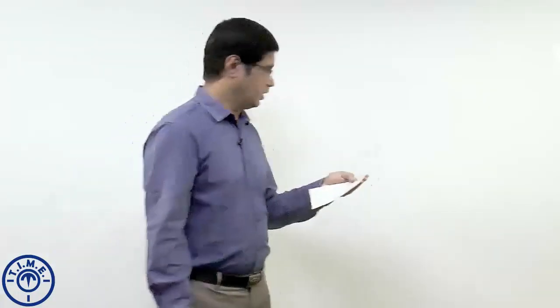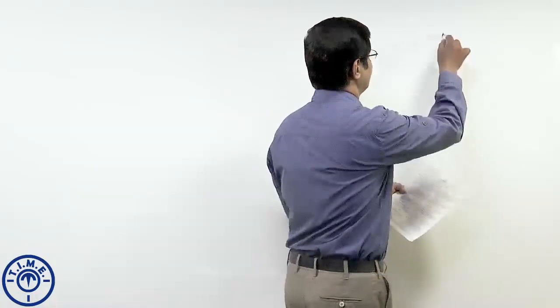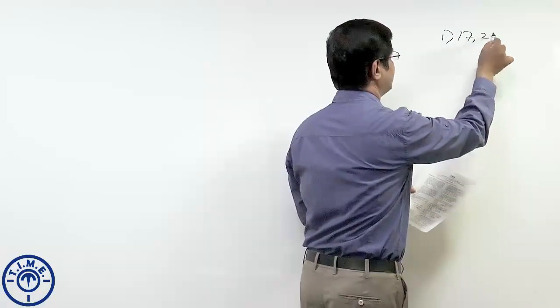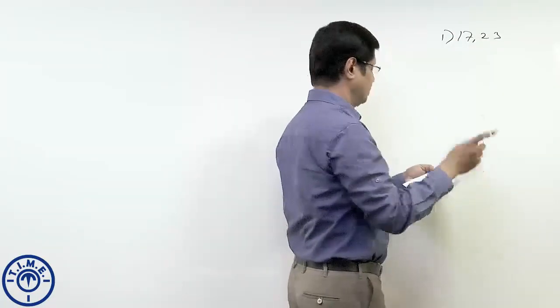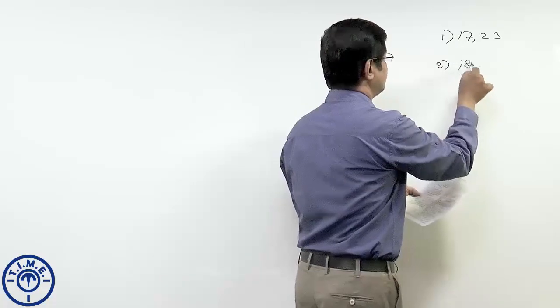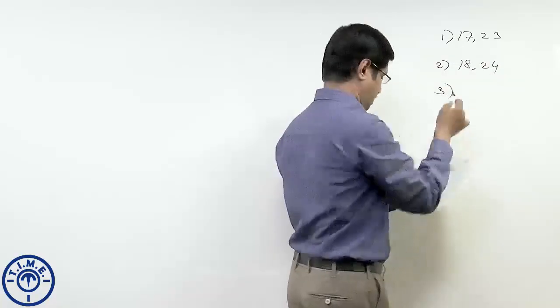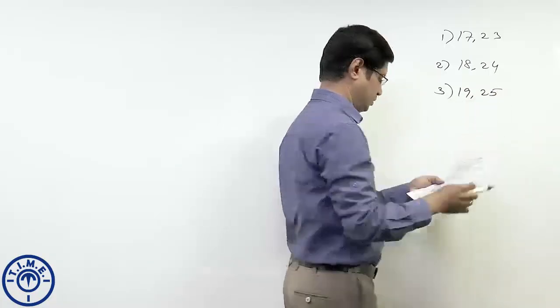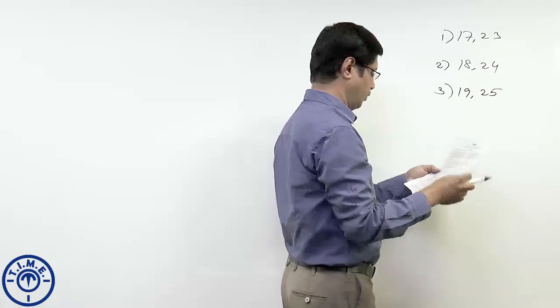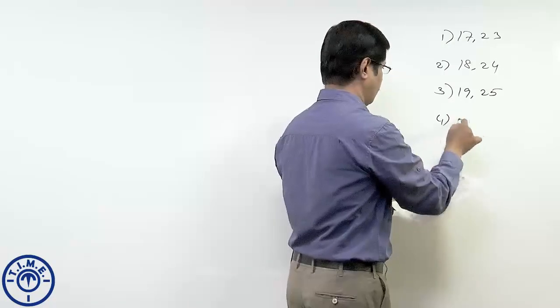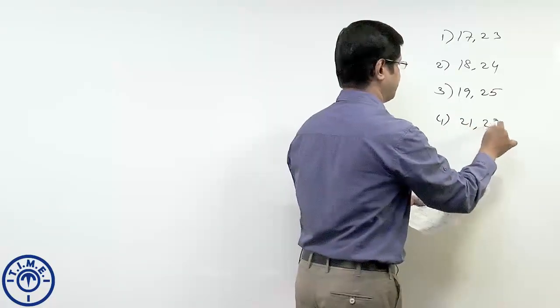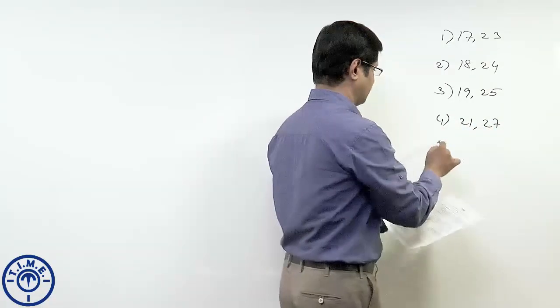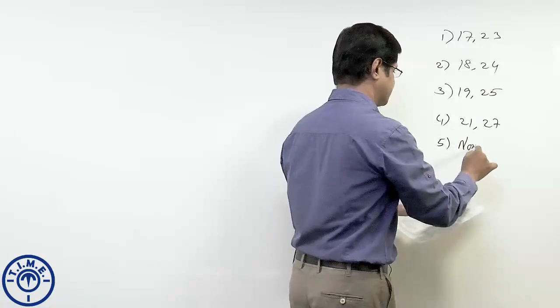Yes, friends, again we need to answer the question by using the options given here. Now, look at the first option: it is 17 and 23. The second one, 18 and 24. And option number 3, it is 19 and 25. And option number 4, it is 21 and 27. The next option, number 5, none of these.